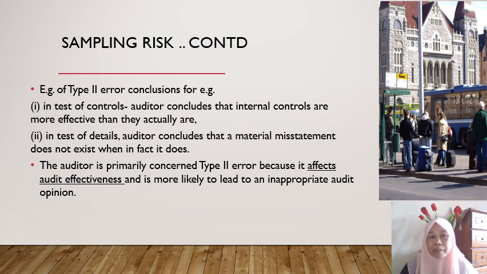Okay, in this type 2 error, this is actually significant to the auditor. The auditor has to make sure that he did not make this type 2 error because it can seriously affect his audit effectiveness, and it could also lead him to giving an inappropriate audit opinion.